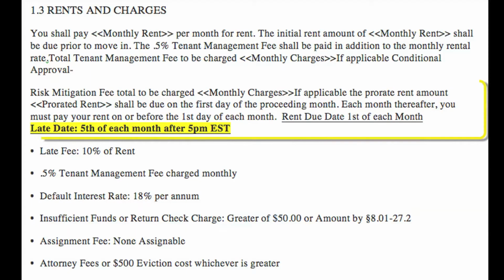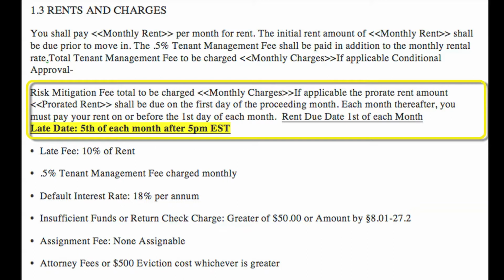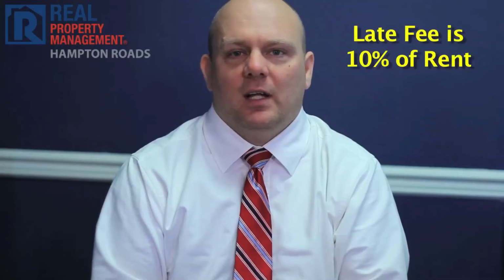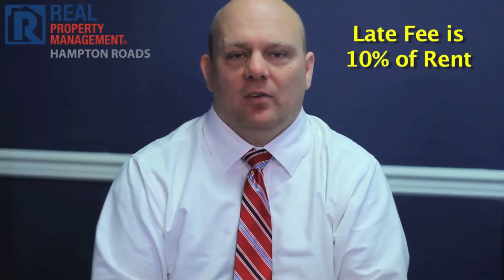If applicable, the prorate rent amount is here, shall be due on the first day of the preceding month. Each month thereafter, you must pay your rent on or before the first day of each month. Rent due date is the first of each month. The late date is the 5th of each month after 5 p.m. Eastern Standard Time. The standard late fee is 10% of your rent.